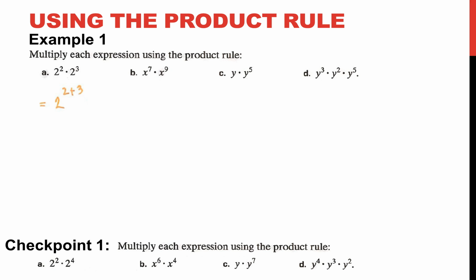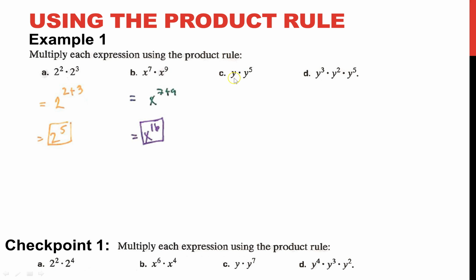So when I multiply exponents with the same base, which is in this case 2, I add those exponents together. Kaboom. 2 to the 5th. Same thing with b. Those are the same base. I see it has x. So I'm going to go ahead and add those exponents together. And I have x to the 7 plus 9, which of course is x to the 16th.